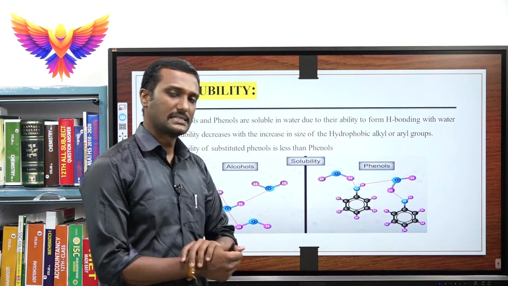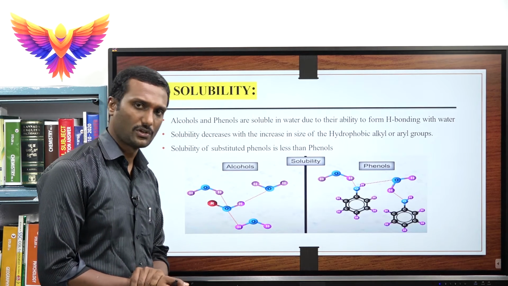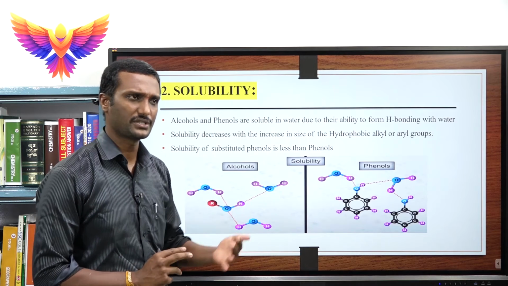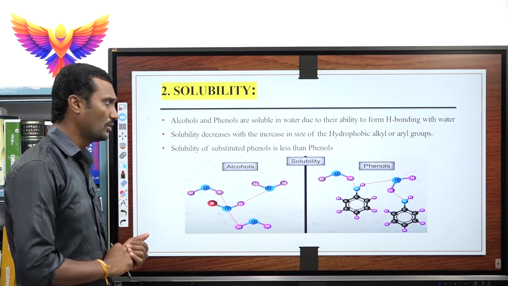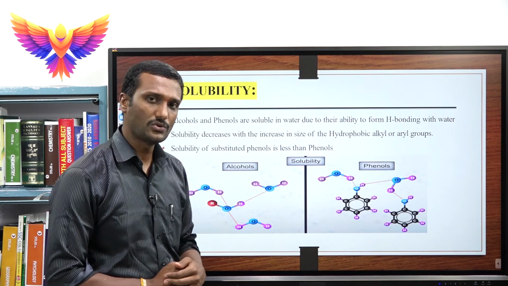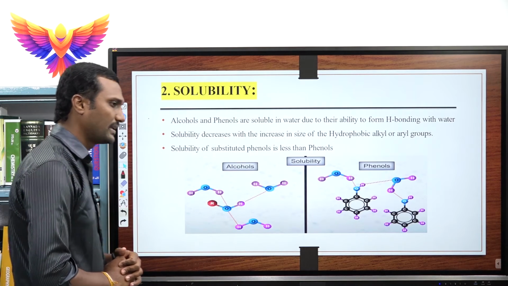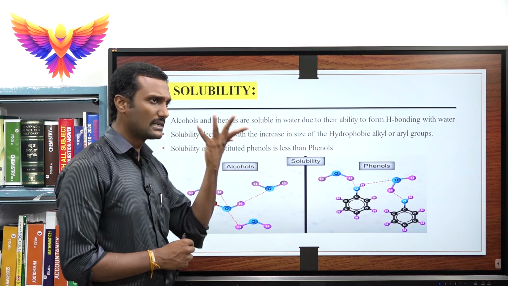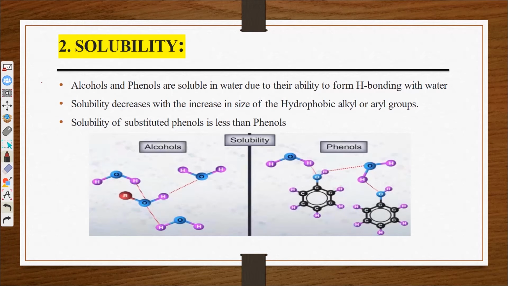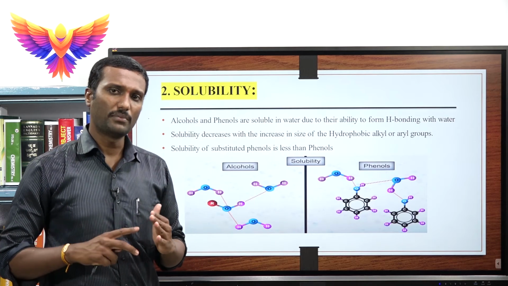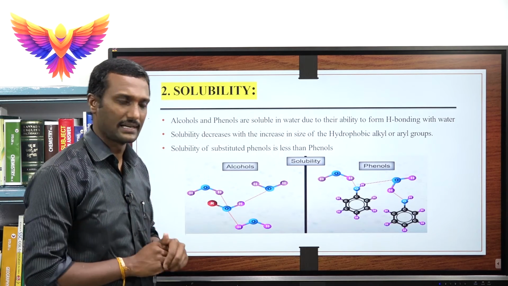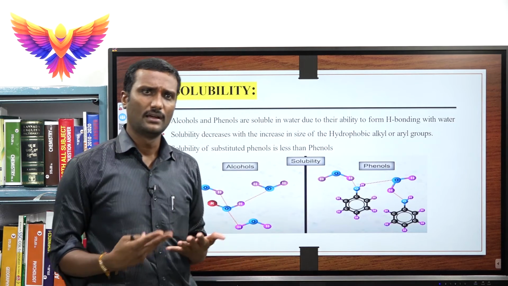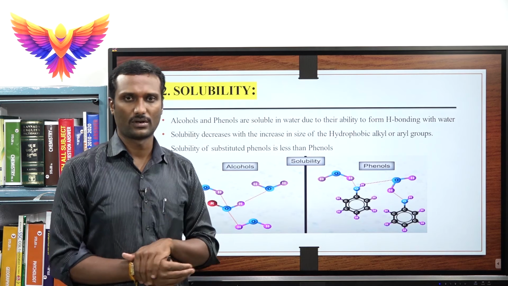I already explained solubility. Alcohols show solubility in water because of the formation of hydrogen bonds. If it forms hydrogen bonds, of course it dissolves in water. So alcohols and phenols are both soluble in water because of hydrogen bonding. The second point: solubility decreases when the size of the hydrocarbon part of the alcohol or phenol increases. For example, propanol has 3 carbon atoms, and hexanol has 6 carbon atoms with an OH group attached. When the number of carbon atoms increases, solubility decreases. Here we call it hydrophobic. Phobic means phobia, meaning it will not dissolve or react with water.